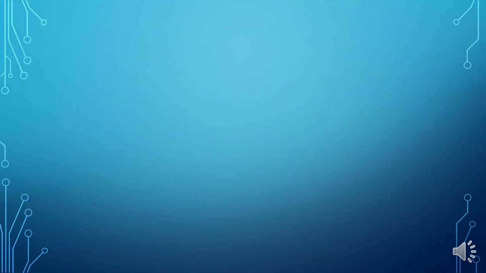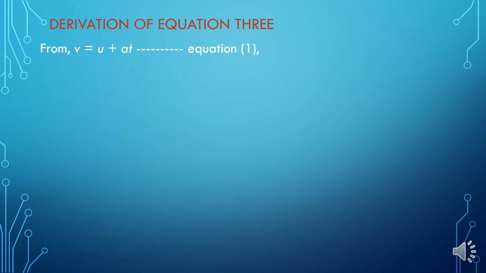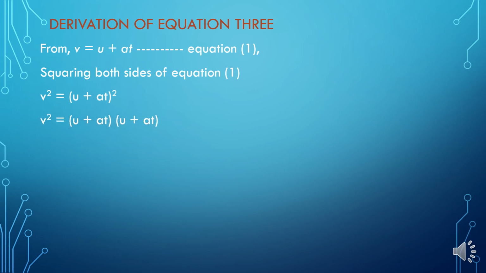Talking about the derivation of the third equation of motion. From equation 1, where you have final velocity equals initial velocity plus acceleration times time, squaring both sides of the equation, we have v squared equals (u plus at) all squared. Now on the right hand side, we'll be dealing with expansion. So when you expand the right hand side, this is what you have.